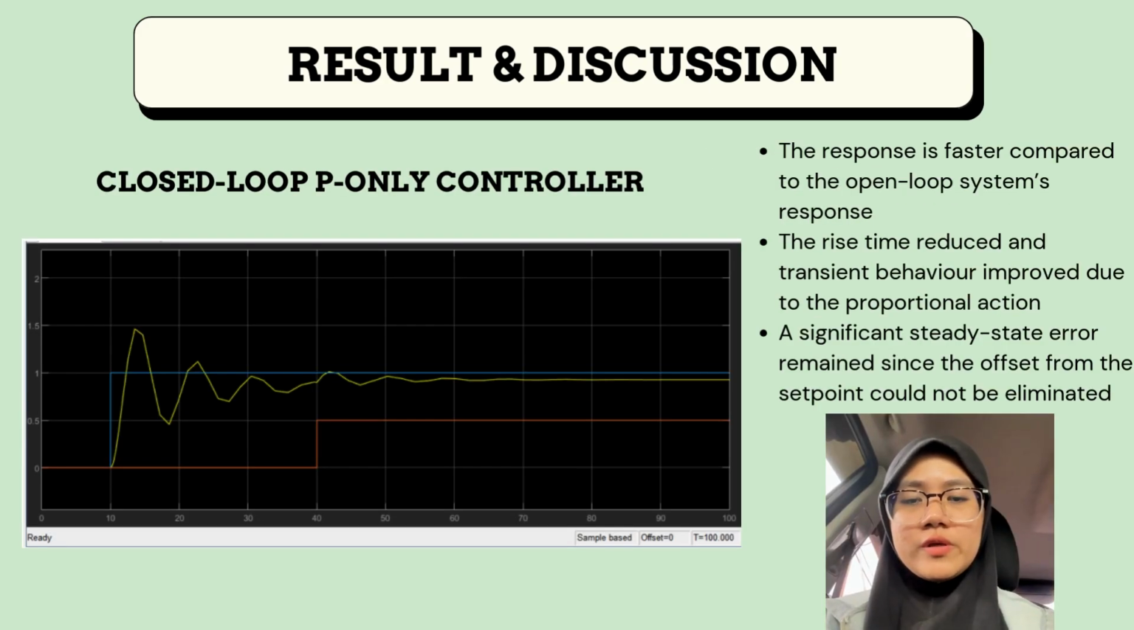For the closed-loop configuration, two types of controllers were tested, a proportional-only controller and a proportional-integral controller. With the P-only controller, the system's response improved significantly compared to the open-loop setup. The proportional action reduced the rise time and improved the transient response. However, the steady-state error was not fully eliminated. Higher gain reduced the error, but introduced overshoot and even sustained oscillation, as seen in the simulation.